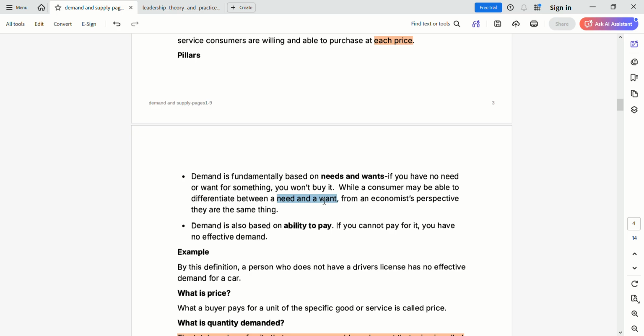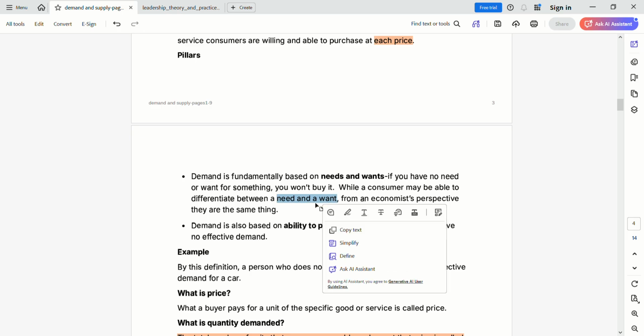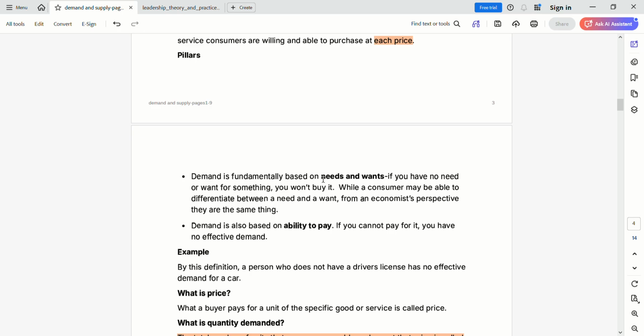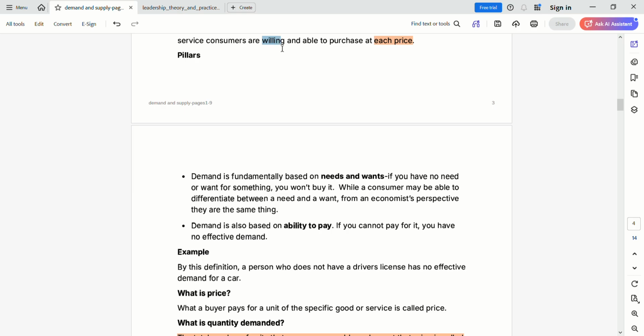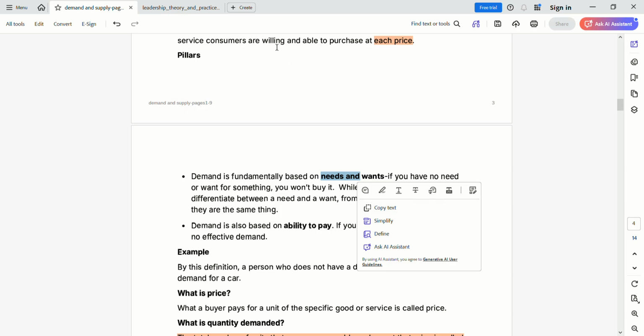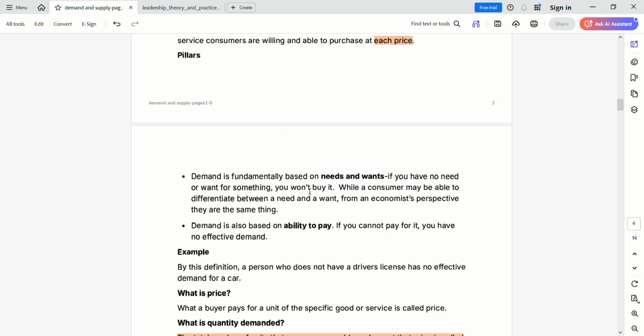In general, the consumer may differentiate between them, but in economics, there is no difference between a need and a want. Willingness comes from the needs and wants. If a consumer has a need or want, he wants a specific commodity to fulfill this need. If there is no need or want, there is no willingness to buy any product.